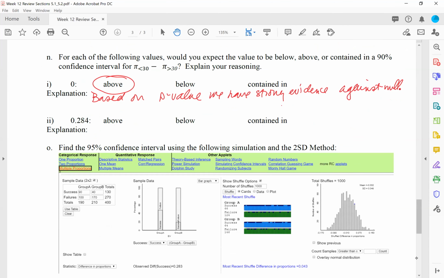How about 0.284? Would that be in the interval? So remember, this is the difference in proportions. So it's going to be in there because it's the sample statistic. And the sample statistic is the center of the interval.